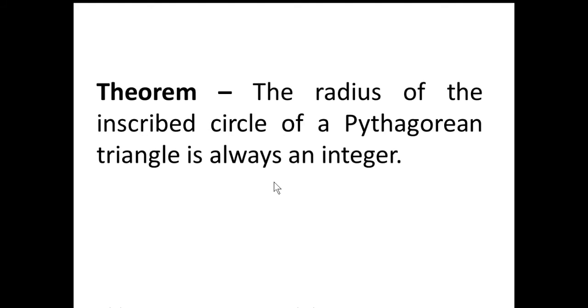Next is the result that says the radius of the inscribed circle of a Pythagorean triangle. So you have a right triangle, a Pythagorean triangle, and you have a circle inscribed in that triangle. Then the radius of that circle is always an integer.